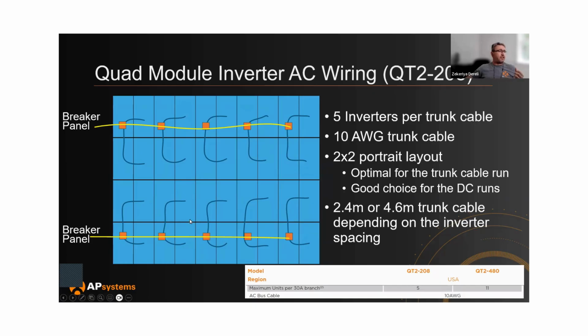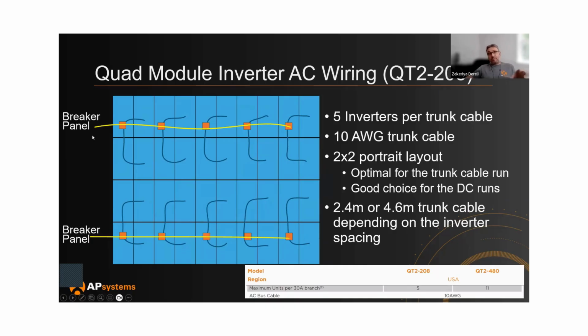Again, if this was a 480 volt, then I can have up to 11 inverters, which means I need to make a loop somewhere. So in that case, you could go just like this again and continue the trunk cable, make a loop like that, go down, and one end will be capped, the other end will go to the breaker panel.